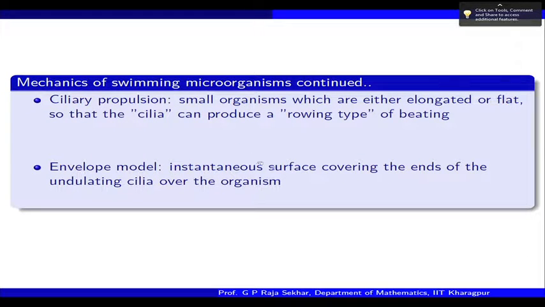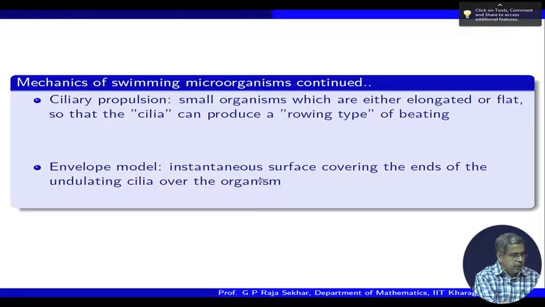Embedding these hair-like structures by a fictitious surface. Okay. So, that is an instantaneous surface covering the ends of the undulating cilia. So, that is the envelope model, which means if you have the hair-like structure, then depending on the size of the hair-like structure.